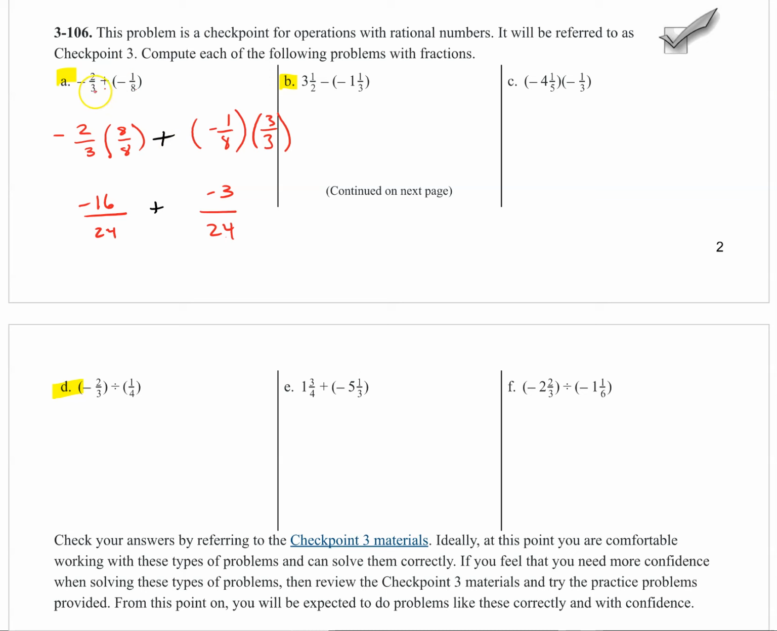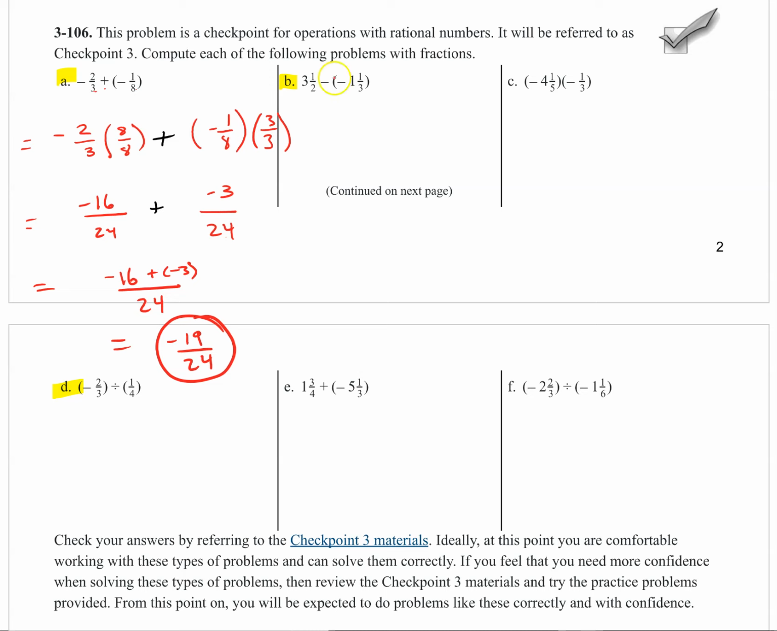So you can see that I use this trick to make the denominators the same. You basically multiply 3 onto this side, you take 8 and you multiply that onto the left hand side. Alright, so now that they have a common denominator, I can put them into a single fraction, negative 16 plus negative 3, and it's all over 24. Answer.